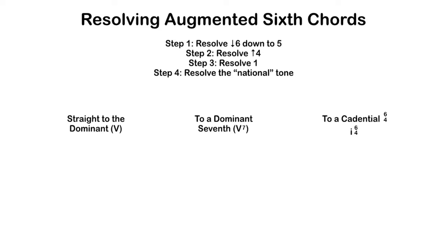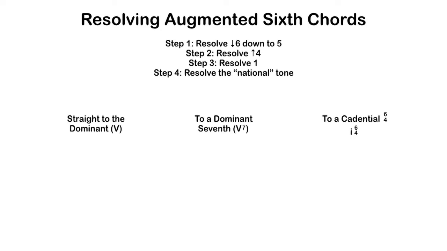And those two voices are going to move away from each other, the flat 6 going down, the sharp 4 going up, to get to the dominant tone. And then the other tones are just coloring tones that help to make the sound a little bit more full and a little bit more interesting.